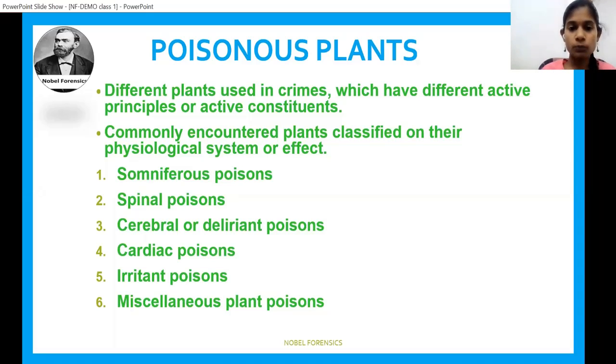Coming to the irritant poisons, I said that Ricinus communis, the common name is castor oil plant, castor plant or castor oil plant. The previous question is: what is the active principle of the castor plant? The botanical name for the castor plant is Ricinus communis, and its active principle is ricin. Ricin is the active principle of the castor plant. That is also a previous question.